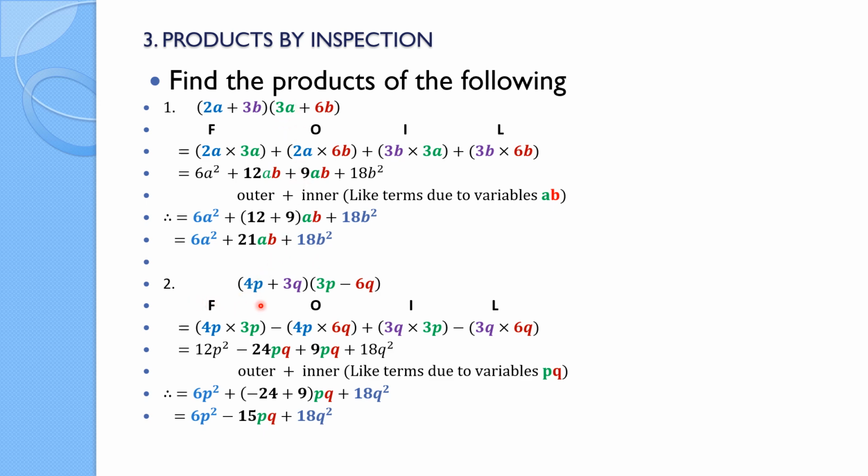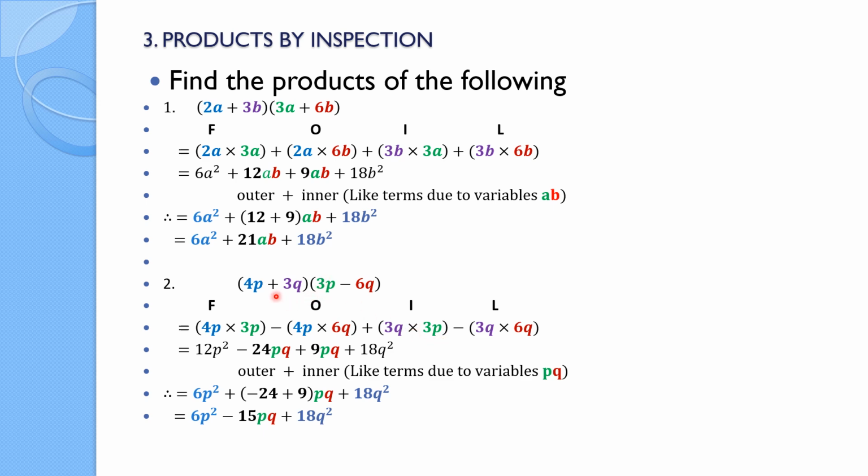Look at number 2, 4p plus 3q, 3p minus 6q. Alright, so again, first, 4p times 3p. The first term and the first term in the bracket, right? So there 4p times 3p. Then the first and the last, those are called the outer terms in the bracket. So 4p times, so positive times negative gives me the negative, 4p times 6q. Then my inners, the 2 closest ones to each other. So positive times positive stays positive, 3q times 3p.